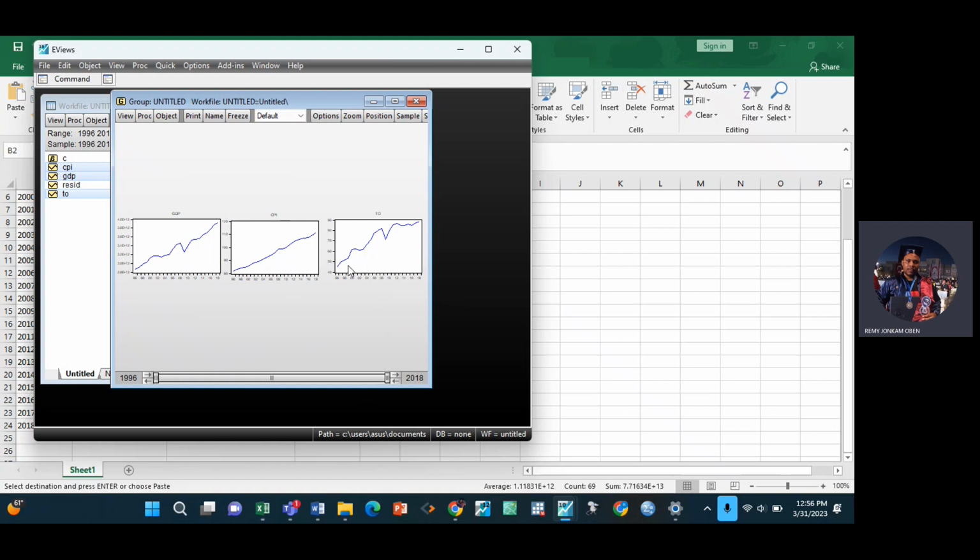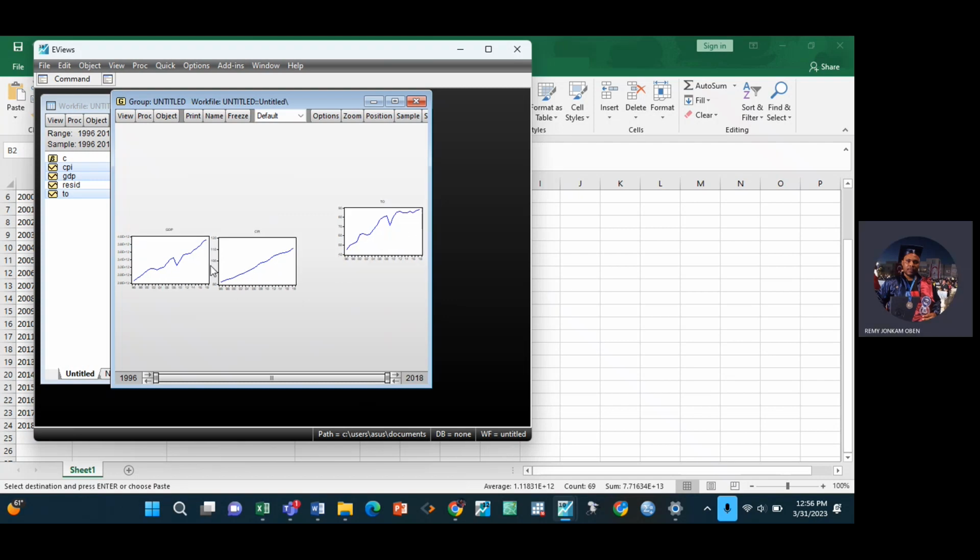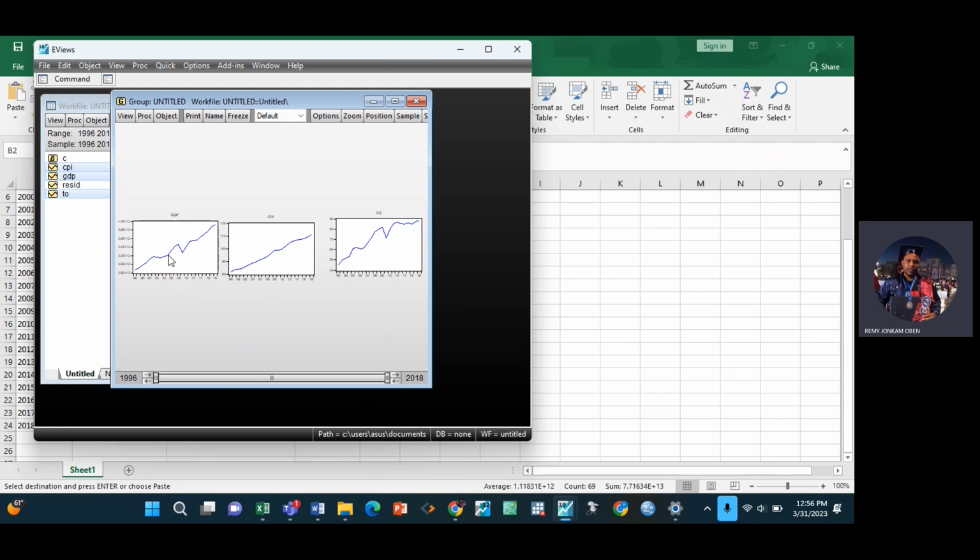Same thing with trade openness. Trade openness has an average upward trend. GDP has an average upward trend. So on average, we expect a positive relationship. An increase in trade openness is causing an increase in GDP. So based on these graphs, we are expecting that both CPI and trade openness should each have positive effects on GDP. So you can explain your graphs that way, right?